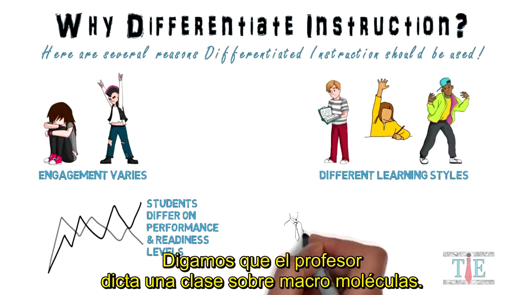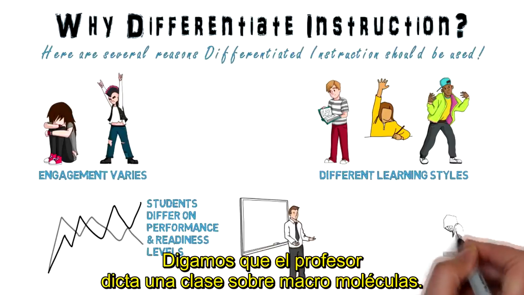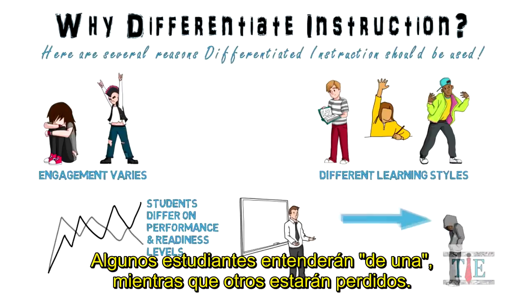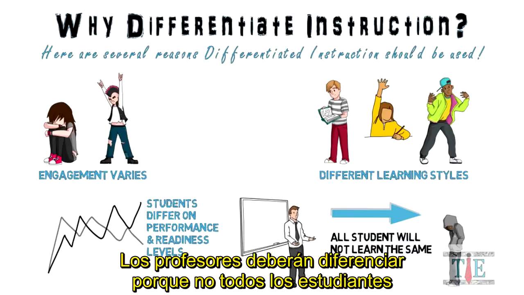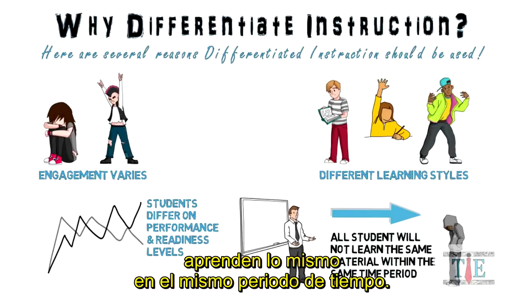Let's just say a teacher is giving a lesson on macromolecules. Some students will, quote, get it automatically, while others will feel lost. Teachers may have to differentiate because not all students learn the same material in the same time period.